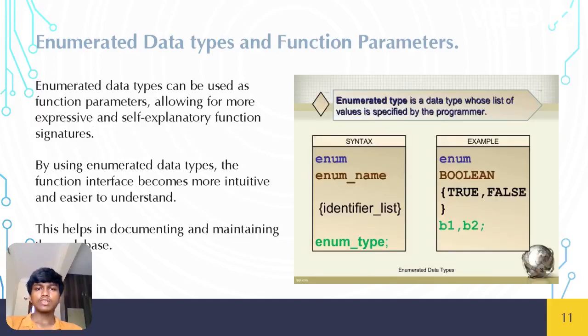Enumerated data types and function parameters. Enumerated data types can be used as function parameters, allowing for more expressive and self-explanatory function signatures. By using enumerated data types, the function interface becomes easier to understand. This helps in documenting and maintaining the code base.